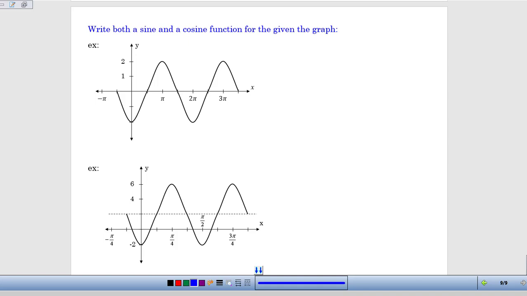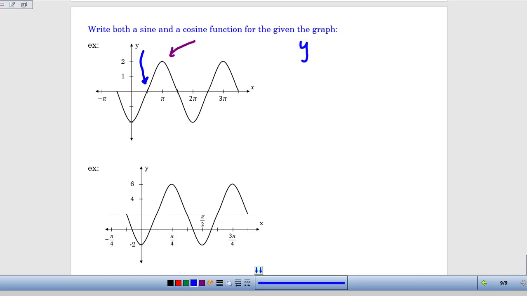If we start at a 0, so for example like this location right here, then it's a sine function, because that's where the parent graph starts. Sine starts at 0. But if we pick this top point right here, for example, or one of the bottom points, then it would be a cosine graph, because cosine starts at a maximum. So let's focus in on writing it as a sine function first.